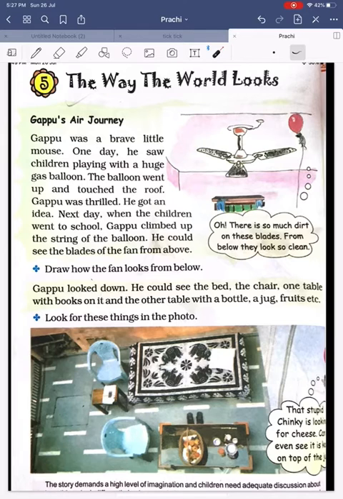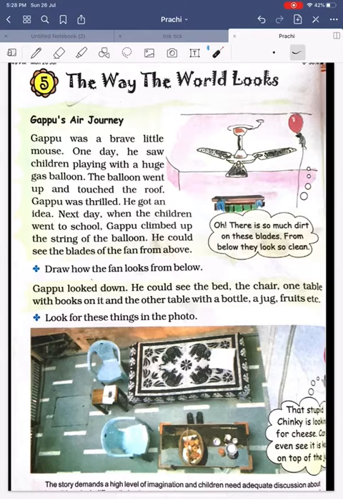That silly Chinky is looking for cheese. Chinky, now who is Chinky? Chinky is another mouse. She is looking for cheese, but she can't find it. Can't even see it. It is on the top of the jug. Gappu is looking from the top, so Gappu is able to see the cheese.